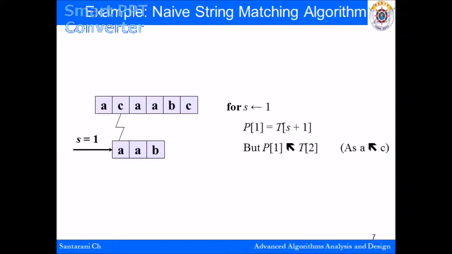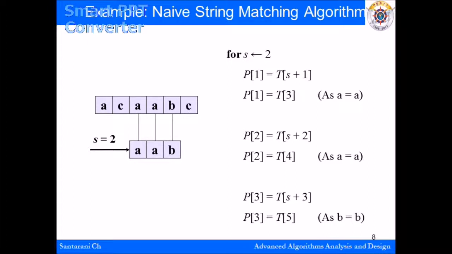So we will go on to the next loop, that is s equal to 1, and here again we compare the pattern with the text. P[1] equals T[s+1], that is T[2]. P[1], A, is not equal to C, hence again we go to the next step, that is s equal to 2, actually it's the third step. When s equals 2, P[1] equals T[3], P[2] equals T[4] and P[3] equals T[5], hence there is a match.